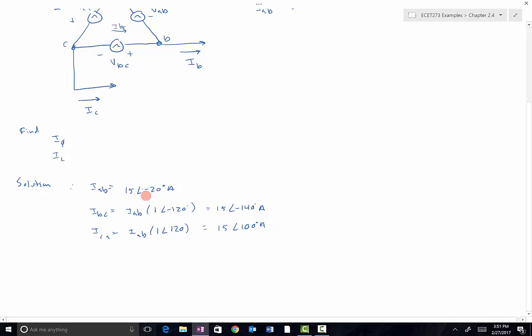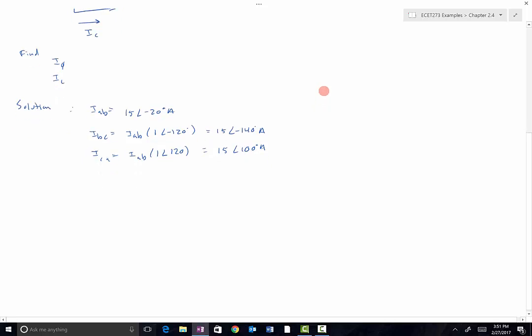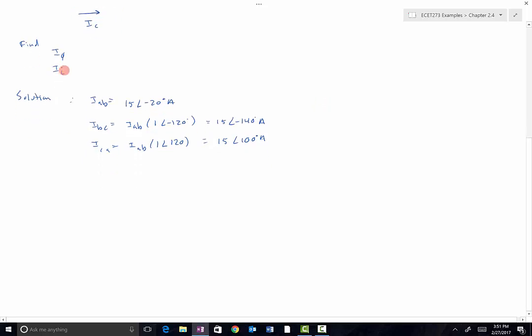So the phase currents are all 120 degrees out of phase with one another. So 120 degrees phase shift there, 120 degrees phase shift there, 120 degrees phase shift between those. Next, we are asked to find the line currents, and we know that in a three-phase delta source, the line currents are equal to the phase currents times root 3, and they lag by 30 degrees. So we multiply by negative 30.